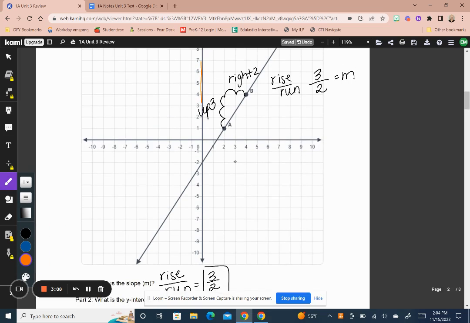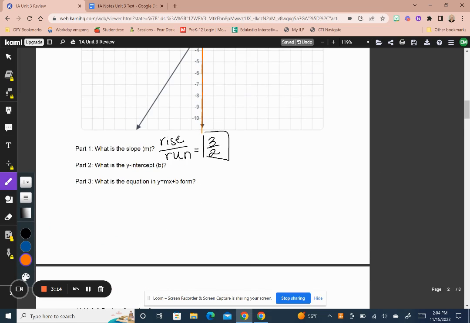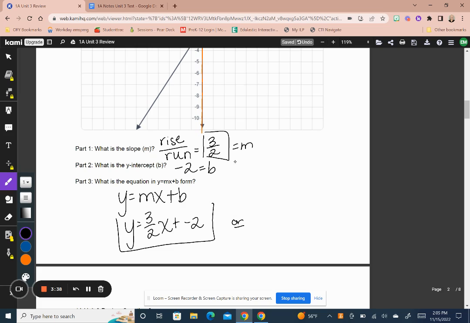Remember, this is my y-axis right here. I need to figure out where it crosses that orange line, and it crosses the orange line at -2. So this is my m, this is my b, and then y equals mx plus b. I replace my m with 3 over 2, and then my b with a -2. Or you can put subtraction 2. Either one is correct.